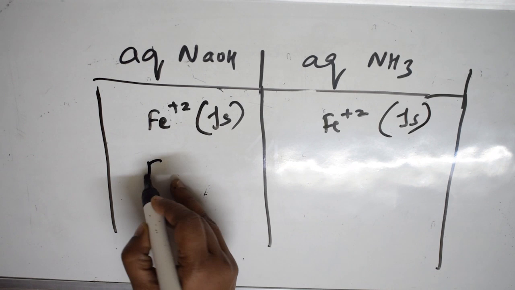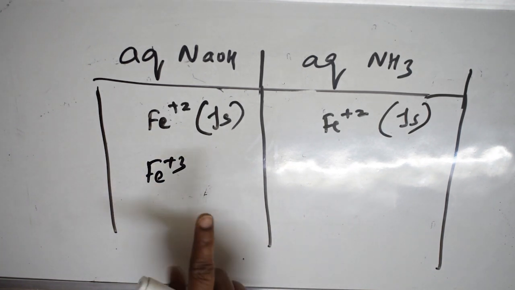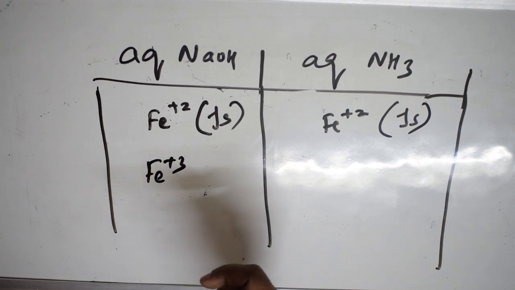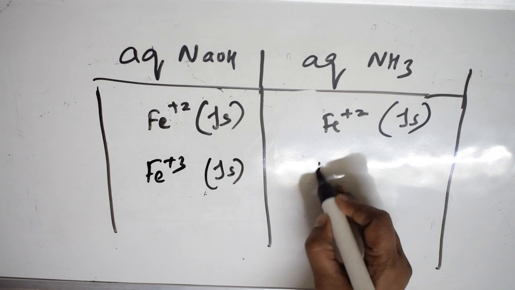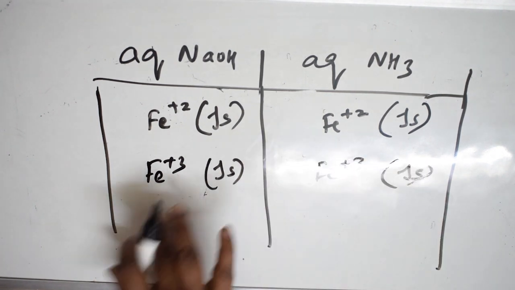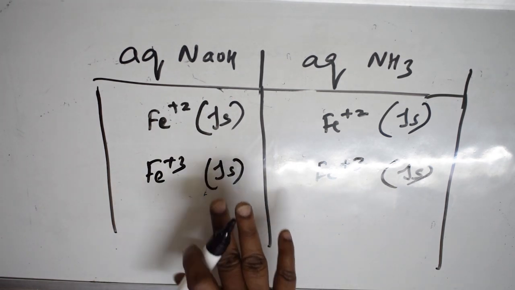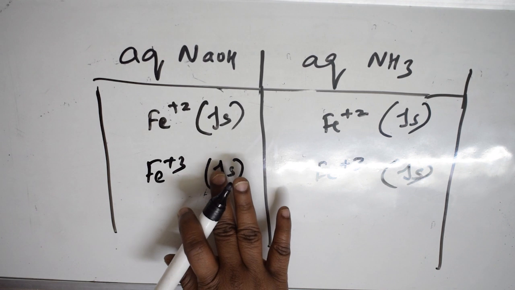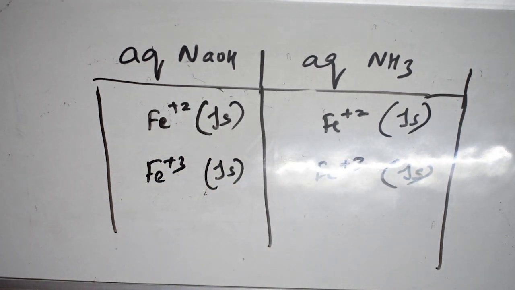Suppose I take Fe plus 3, what is the color of the precipitate formed? The color of the precipitate formed is reddish brown. This reddish brown PPT is insoluble in both, even in aqueous ammonia and even in aqueous sodium hydroxide. So remember, iron salts are insoluble in aqueous ammonia as well as aqueous sodium hydroxide. Remember that clue. Now suppose I'm getting ammonium.